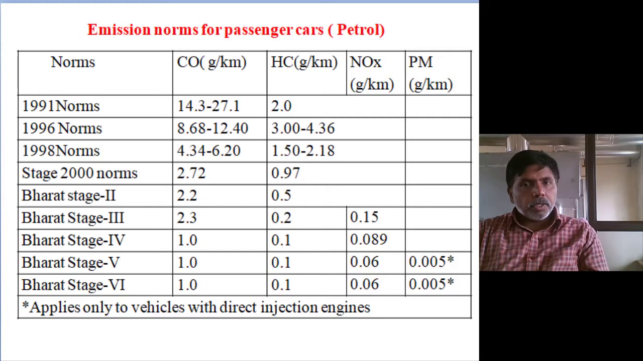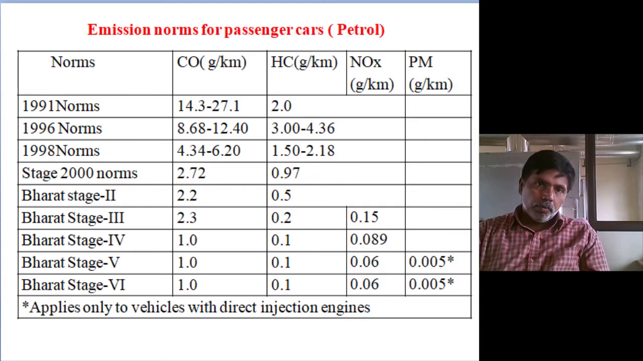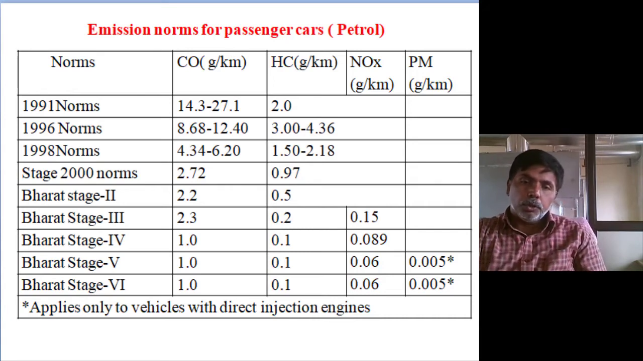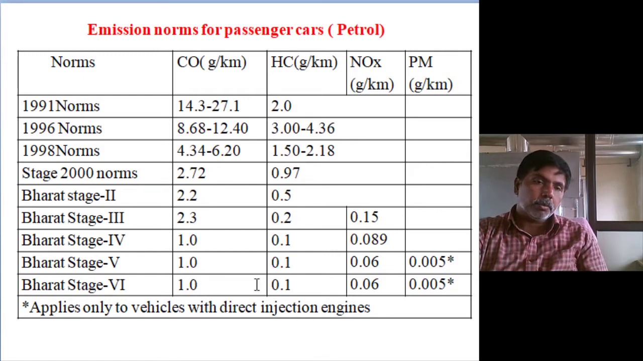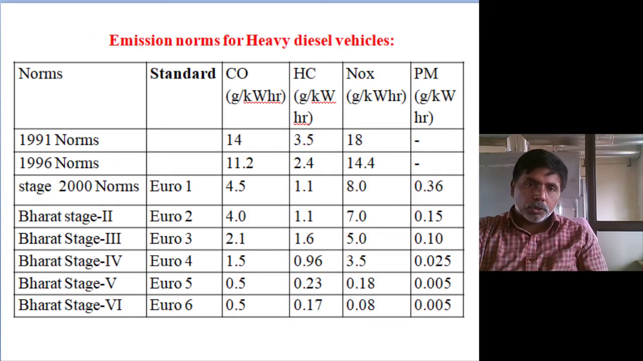So 1 gram of CO per kilometer is allowed. Hydrocarbons 0.1 gram per kilometer and NOx 0.06. NOx coming means indirectly overheating of the engine is allowed. Particulate matter 0.0. I am discussing only Bharat 6, because at present Bharat 6 is the only allowable norm.